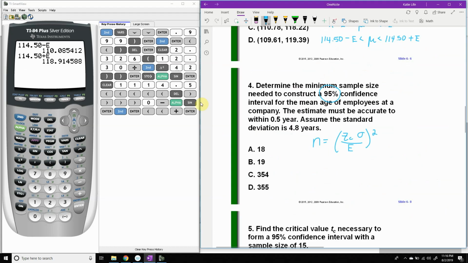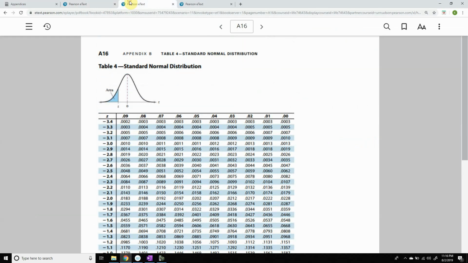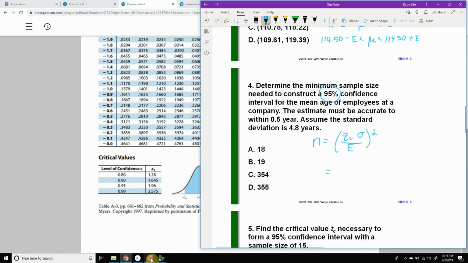So I really just need to know what my critical value would be for a 95% confidence interval, which according to my table is all the way down here at the bottom. The nice thing about the tables in the textbook is that it gives you this little cheat sheet of critical values, so you don't have to manually come up with them every time you have to do a confidence interval. For 95% confidence, my z sub c score is 1.96.